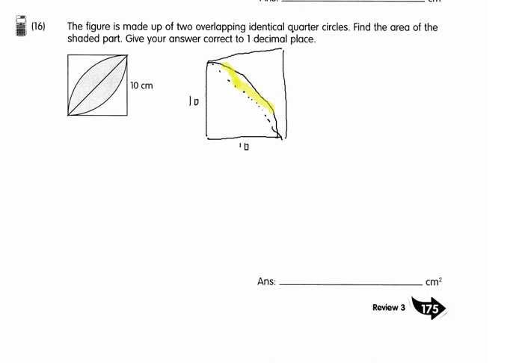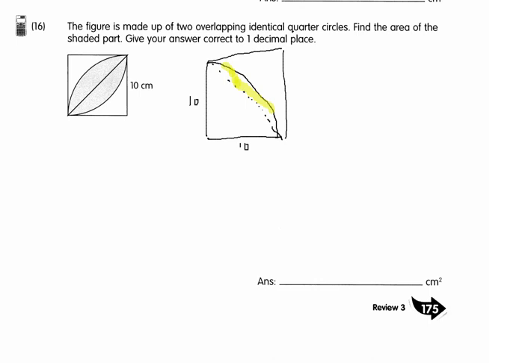Okay. I know what I'll do. What I'll do is just now what I told you. This is my quadrant, and I have 50 cm square for the triangle. Yes or no? So 50 cm square minus 25 pi. Where is this part? This is 50 minus 25 pi, right?